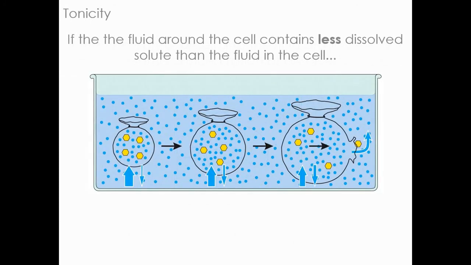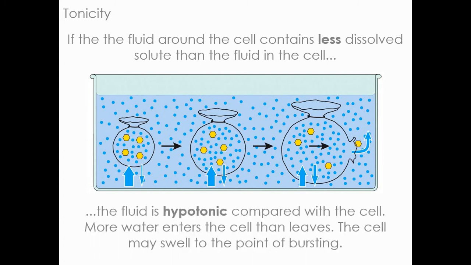On the other hand, if the fluid around the cell contains less dissolved solute than the fluid in the cell, meaning there is less solute outside, then the fluid is called hypotonic compared with the cell. That means more water enters the cell than leaves the cell, so the cell may swell to the point of bursting.